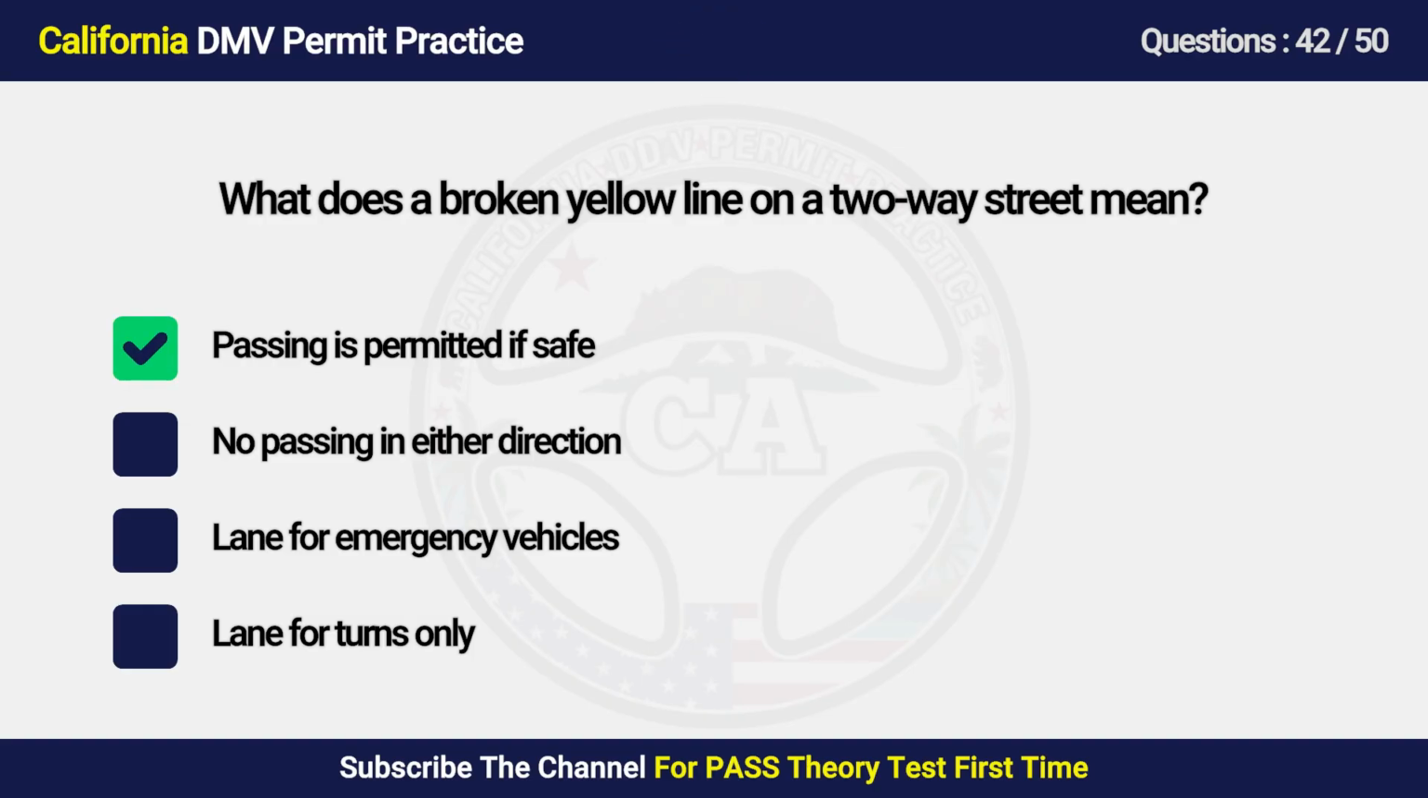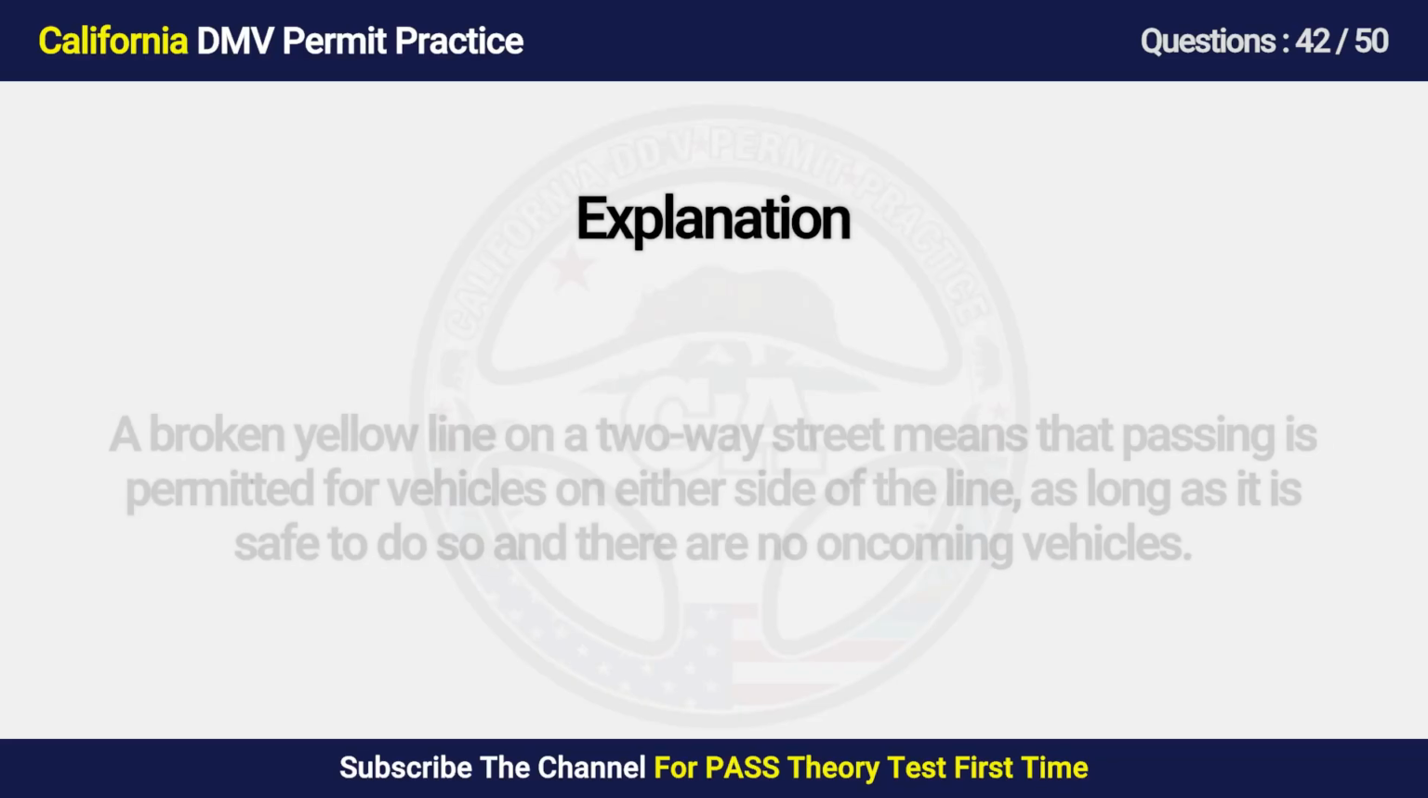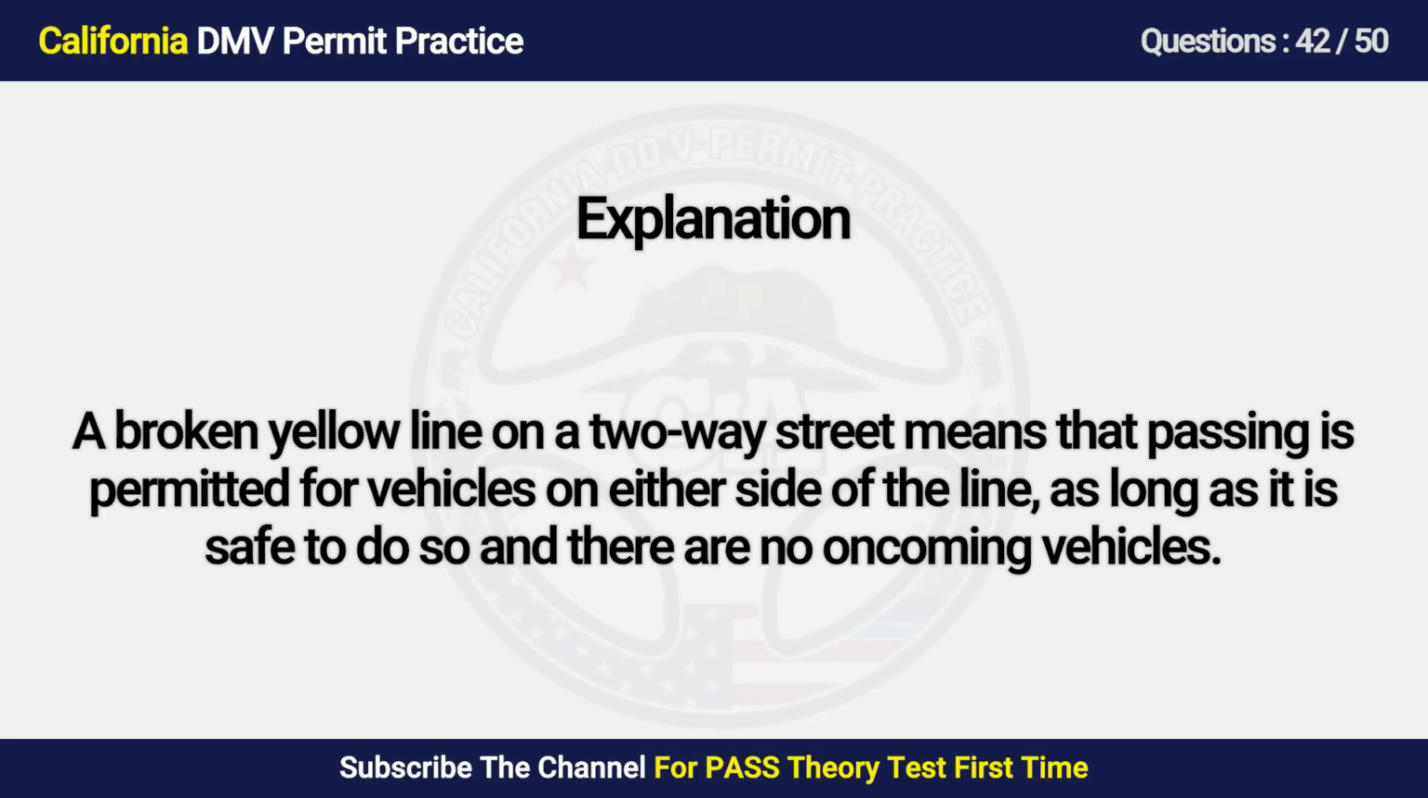Answer is A. Passing is permitted if safe. A broken yellow line on a two-way street means that passing is permitted for vehicles on either side of the line, as long as it is safe to do so and there are no oncoming vehicles.